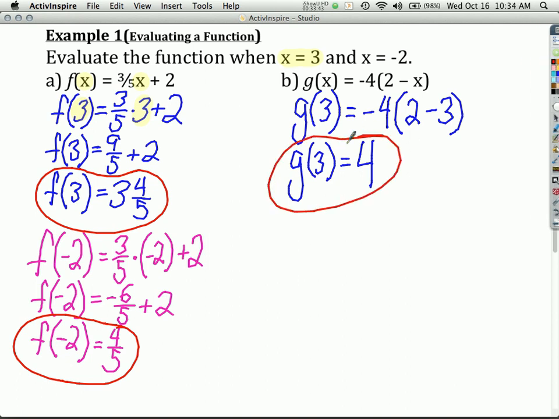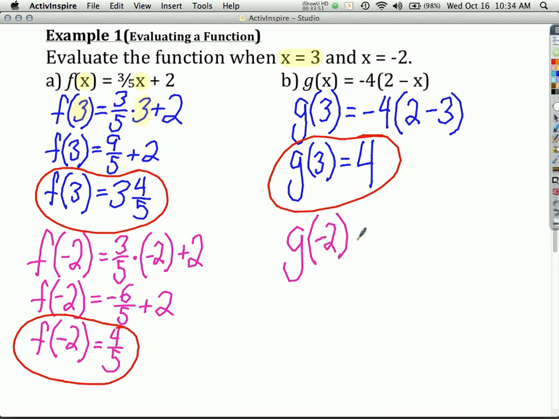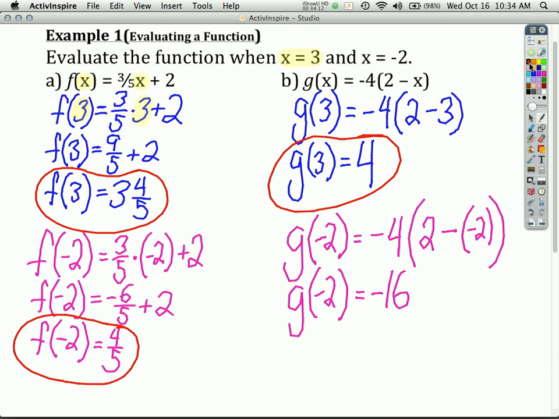And now we're asked to evaluate the function when it's -2. So, g of -2 equals -4 times 2 minus -2. So what do we get for g of -2? Brandon? -16. You get -16. That was the second value we were asked to find.